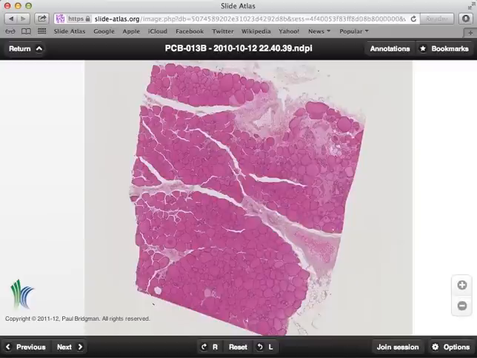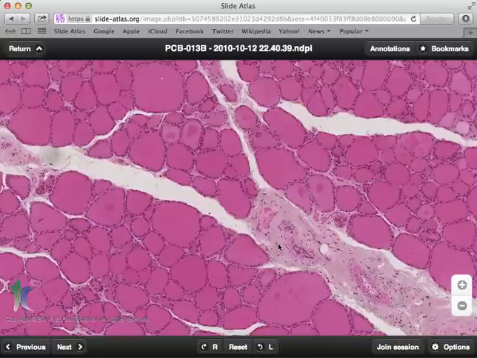We're now going to look at examples of the thyroid and parathyroid, starting with slide 13b, which is a plastic section of a normally active thyroid. At low magnification, we can see that this is a lobulated structure. At higher magnification, we can make out individual follicles, which are the functional units in the thyroid.